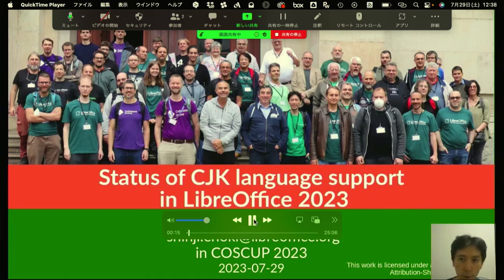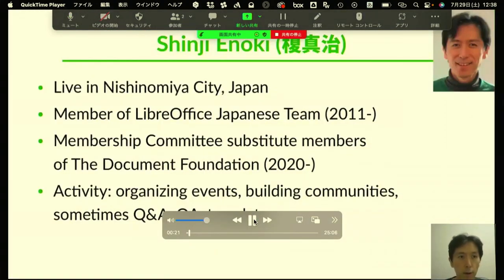CJK language support in LibreOffice. So let's start. I'm living in Nishinomiya City in Japan, and I'm a member of the LibreOffice Japanese team and leadership committee, and a member of the Document Foundation. My LibreOffice activities are organizing events, building committees, sometimes the Q&A site, quality assurance, and translating.